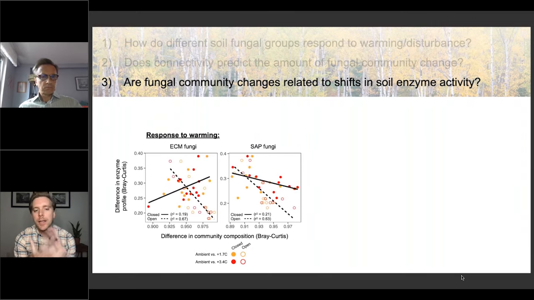Here we see a slightly more complicated pattern. For ectomycorrhizal fungi on the left, under closed canopies, in the solid line and closed points, there's this positive relationship. So this is consistent with functional contingency, basically that as ectomycorrhizal fungal communities change, so too does overall enzyme activity characteristics. However, under open canopies, there's a negative relationship, suggesting more of this functional redundancy or homeostasis with ectomycorrhizal community changes. With saprotrophic fungi, we see under both canopy types this negative relationship, so more indicative of that functional redundancy, or a tendency of the system to remain the same as saprotrophic communities change.